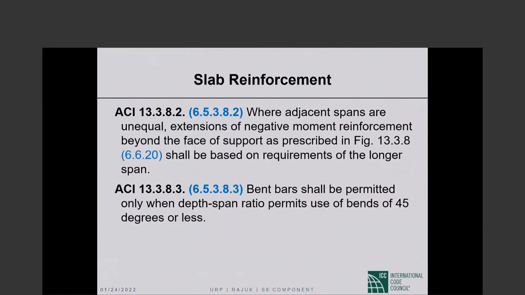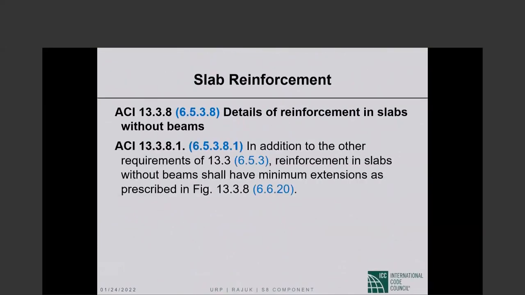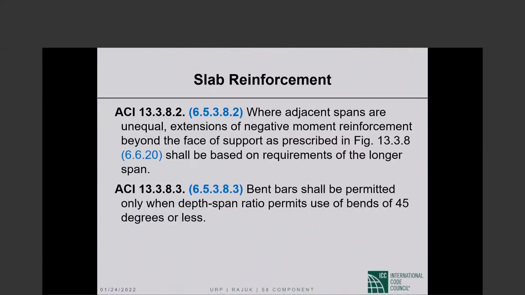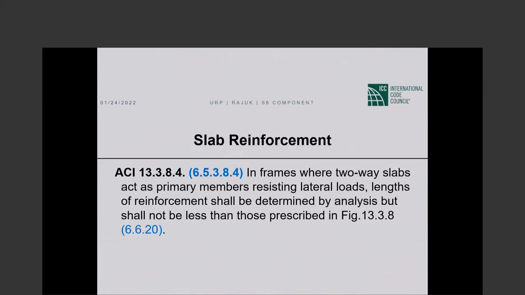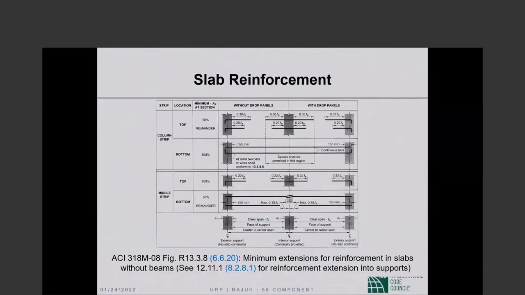Okay, so reinforcement in slab shall have minimum extensions as prescribed in that figure. Where adjacent spans are unequal, extensions of negative moment reinforcement beyond the face of support shall be based on requirements of the longer span. So that I think makes a lot of sense.